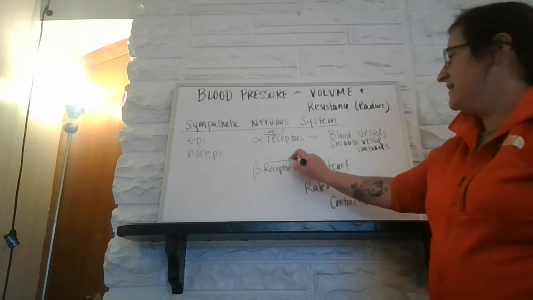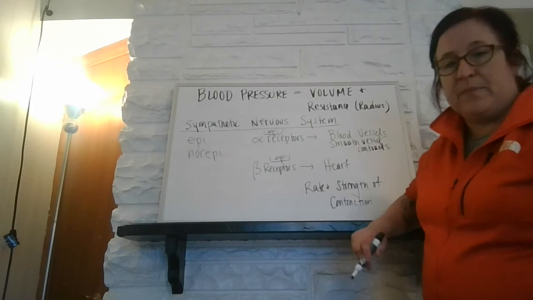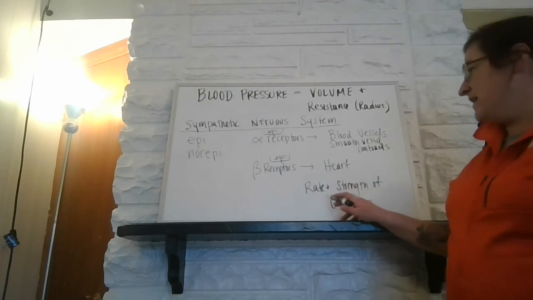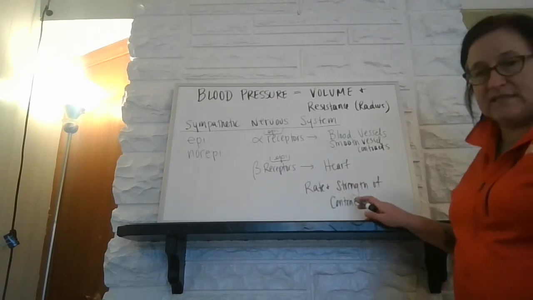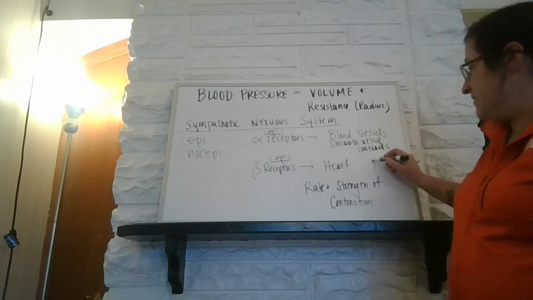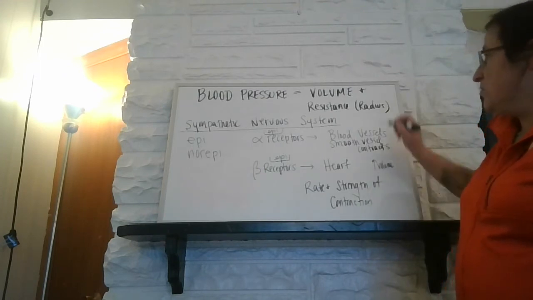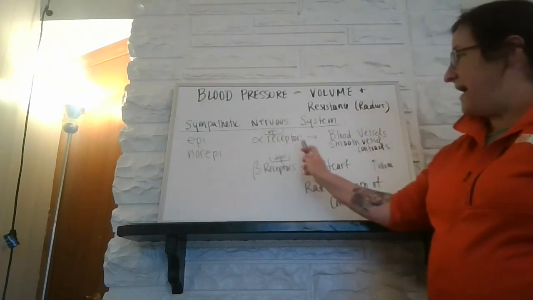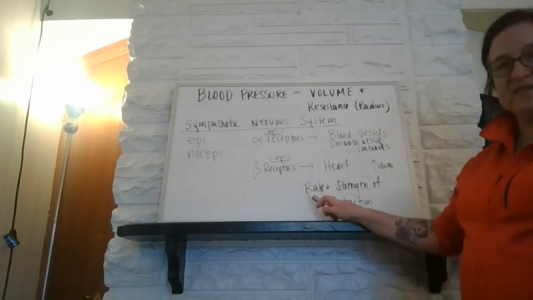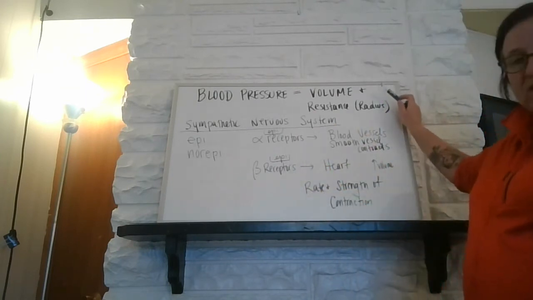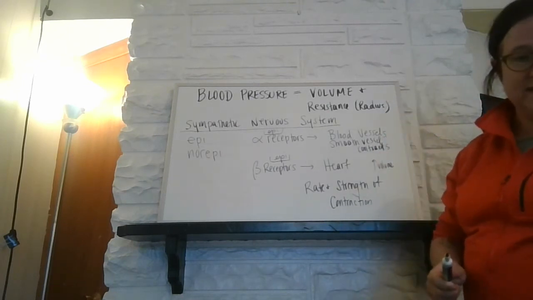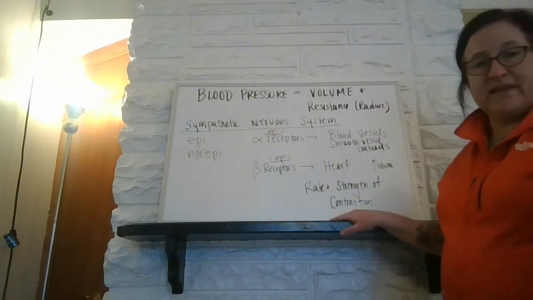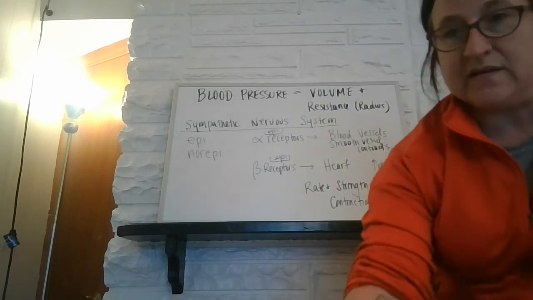Beta receptors are located on the heart. And if epinephrine is released and interacts with the beta receptor, then we would increase the heart rate and increase the strength of a contraction. And both of those things would increase the volume of blood circulating, which would increase blood pressure. So the sympathetic nervous system will increase blood pressure by activating receptors on blood vessels and receptors on the heart to increase both the volume of blood and the vascular resistance. So what triggers the release of the sympathetic nervous system is the next part.